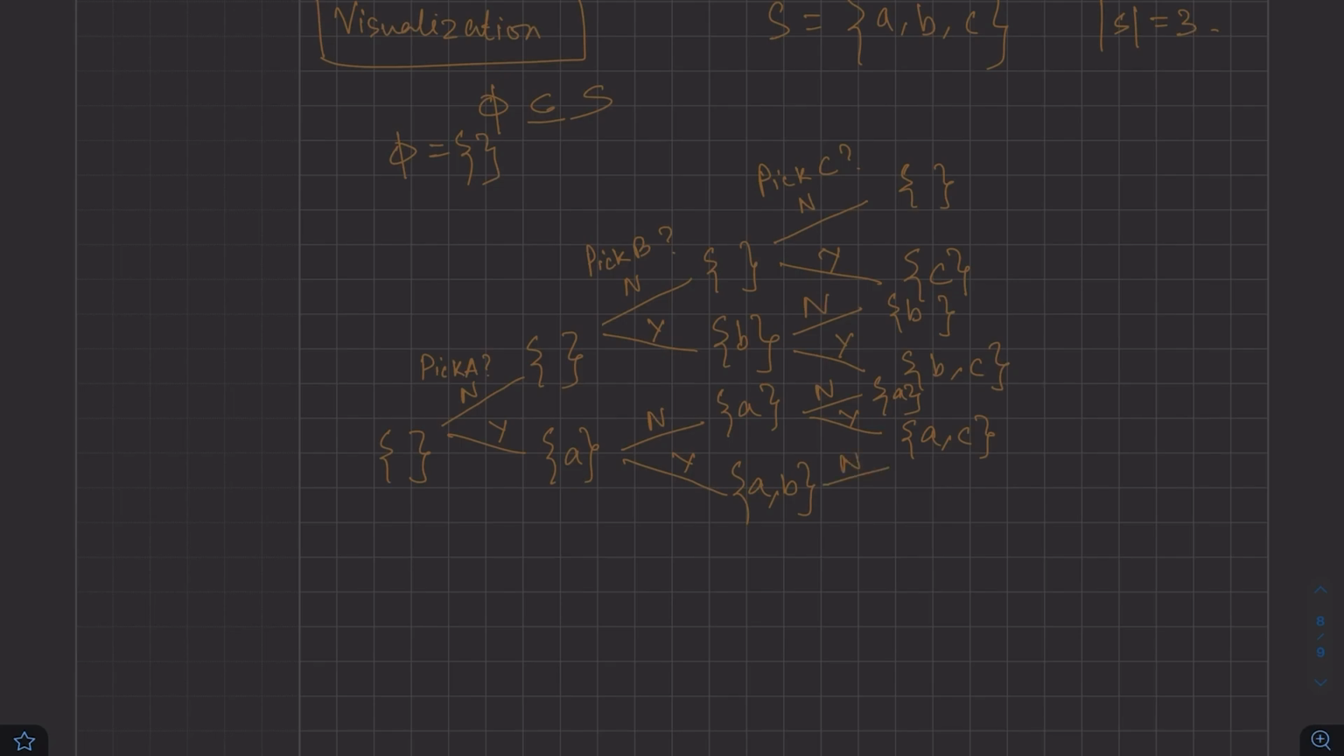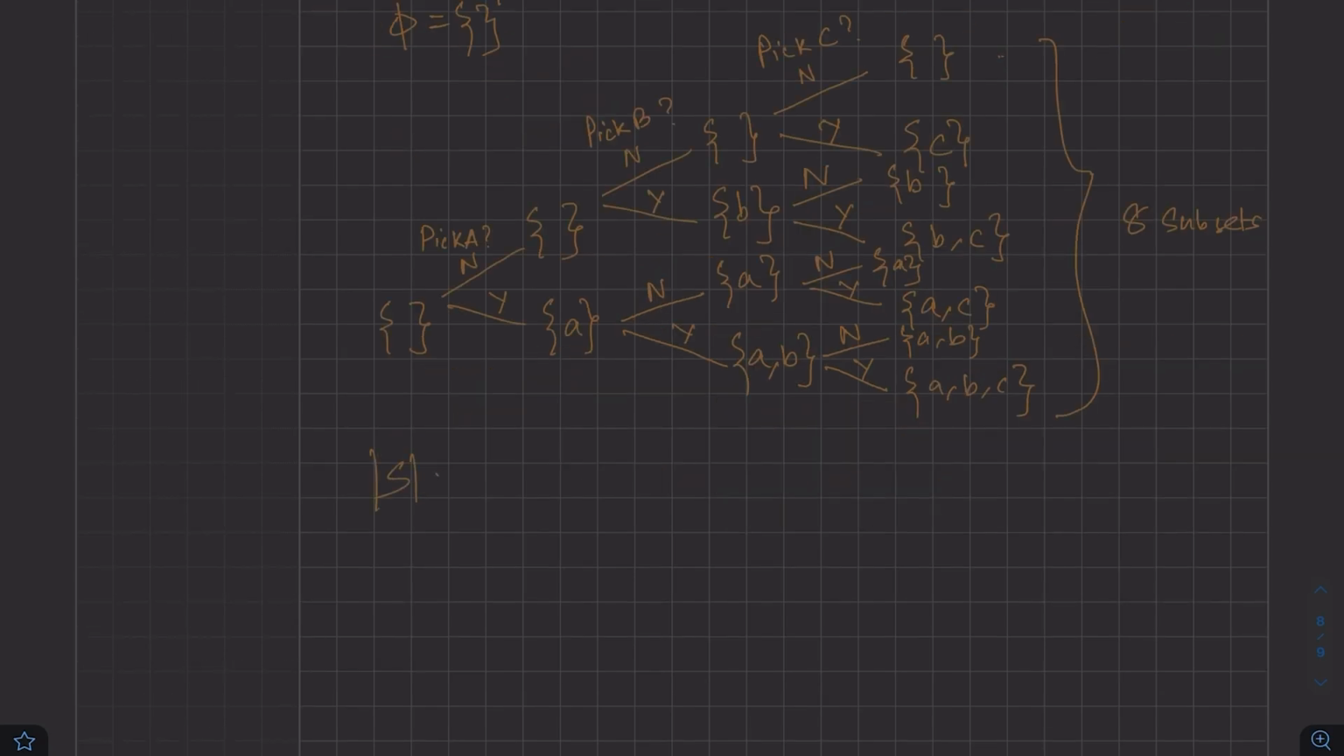Similarly, once again, we ask ourselves the question, can we pick C? If no, we end up with A and B. And if our answer is yes, then we end up with A, B, C. The results that you get at the end of this entire expanded tree are the subsets. So if you count them out, you have in total 8 subsets of a set with 3 elements. So we have a set S, 3 elements, and the number of subsets is 8.